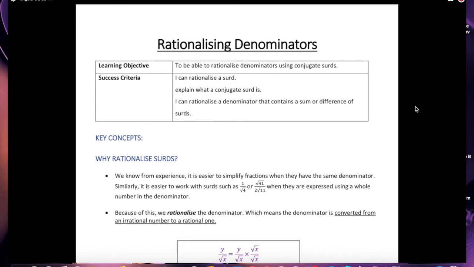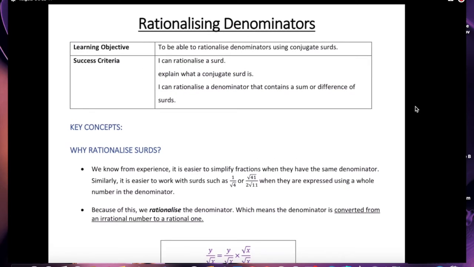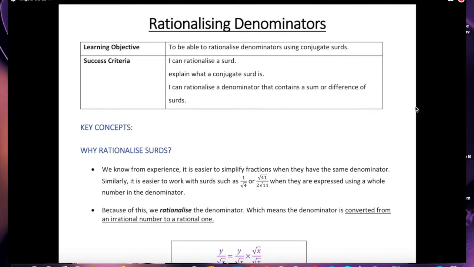So in this video, we're going to be looking at rationalizing our denominators. The learning objective I've written here is to be able to rationalize your denominators using conjugate surds. Hopefully by the end of this two-part video on rationalizing denominators, you'll be able to rationalize a surd, explain what a conjugate surd is, and rationalize a denominator that contains a sum or difference of surds.